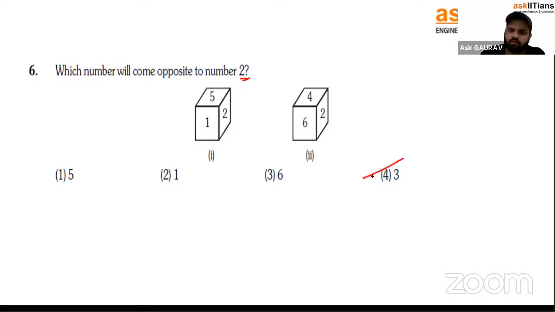Yes, Mridul. The answer is 3. Very easy. See, which number will be opposite to 2? If you observe the first die, 1 and 5 cannot be there because these are adjacent. 6 cannot be there also because this is adjacent. 4 cannot be there either. Only option given is 3. So the only option is 3. Is that clear? Right?